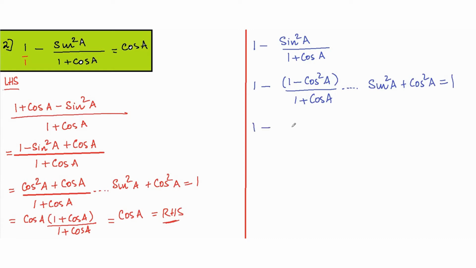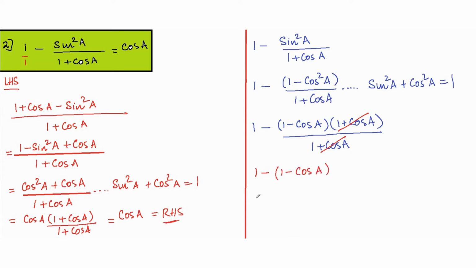So this therefore becomes 1 minus cos square a can be written as 1 minus cos a multiplied by 1 plus cos a, the whole divided by 1 plus cos a. So because of this, what happens is 1 plus cos a gets cancelled from numerator and denominator, and therefore I can write this as 1 minus bracket 1 minus cos a. I can now open up the brackets, which is 1 minus 1 plus cos a. 1 minus 1 cancels, and therefore I get cos a, which is the RHS.